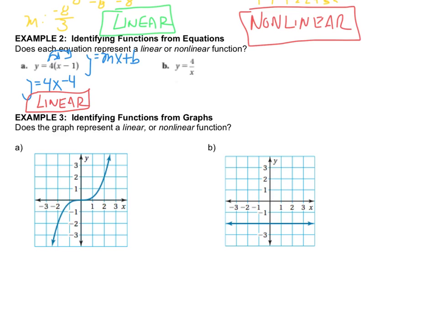Looking at the second one, though, remember, we need to have the slope right up here next to my x. Well, notice the x is really kind of up in the numerators. This x down here isn't a numerator, it's a denominator. There's no way I can write this in slope-intercept form. So this is definitely one that we're going to have to say nonlinear.